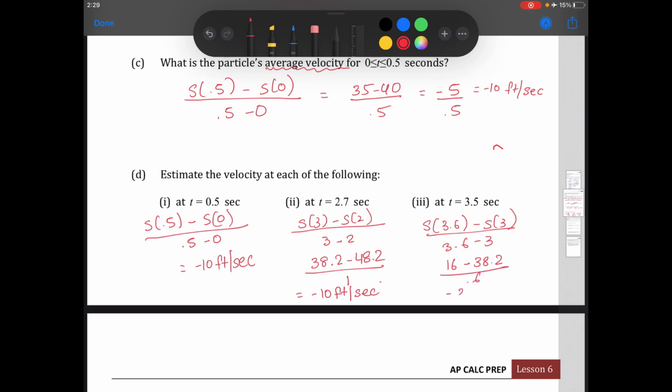I like to avoid decimals whenever I can. So, which is 22.2 over 0.6. And since we're not using the calculator, you can leave your answer like that, and that's okay. You don't have to simplify it.